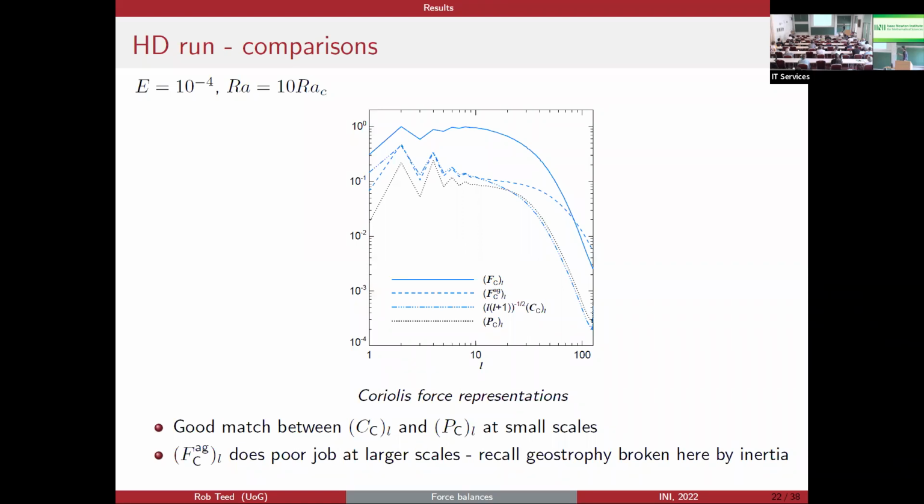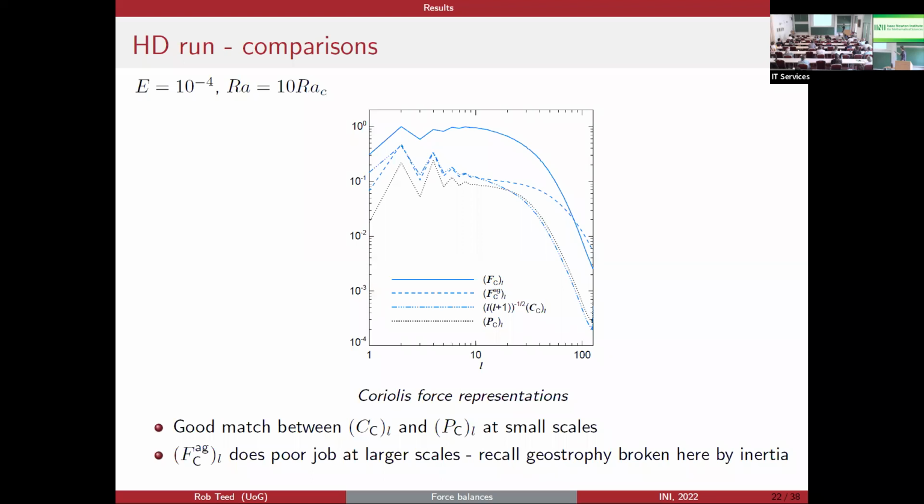What you find is the projection and the curl do well. They match each other at small scales. There's a bit of discrepancy at the larger scales, but as I said before, they're not the same thing, so you wouldn't expect them to be identical. But in particular, this ageostrophic Coriolis force does a really poor job over here. It becomes larger than the Coriolis force, which in some sense is absurd. It does all right at large scales, poor at small scales.